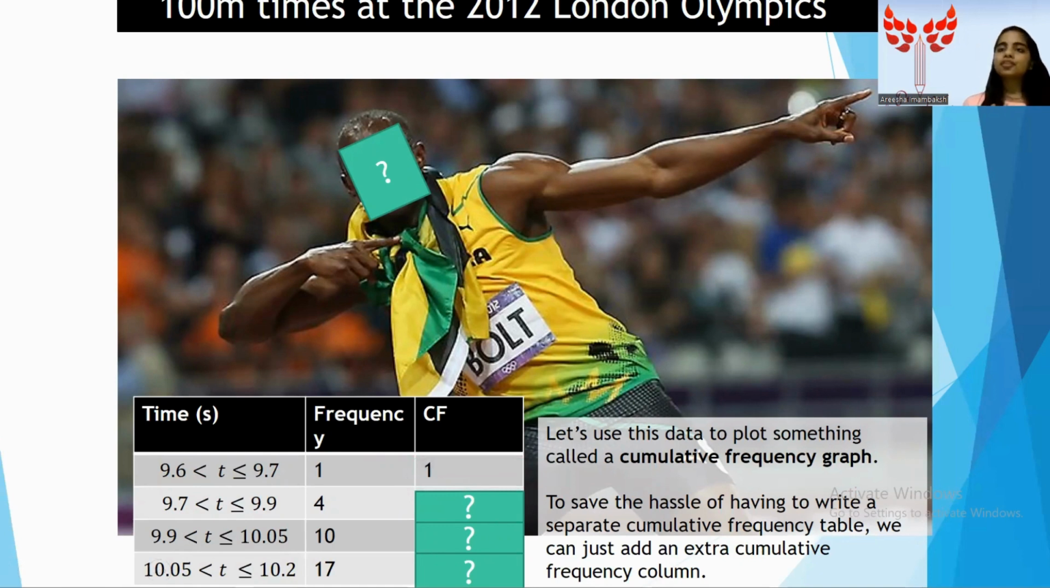Now, if I say the cumulative frequency of less than or equal to 9.9 seconds, that would include the cumulative frequency of this also, because 9.7 is already less than 9.9, right? So this will be 4 plus 1, 5. Then less than or equal to 10.05: again, there are 10 people who completed between 9.9 and 10.05. If you want less than or equal to 10.05, you need to add the cumulative frequency of less than or equal to 9.9, because 9.9 is less than 10.05, right? So 5 plus 10, 15. And then similarly, 15 plus 17, 32. These are the cumulative frequencies, and your last cumulative frequency will always be equal to the total frequency. You should just know that, right?